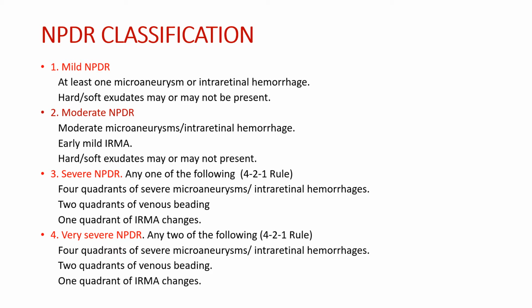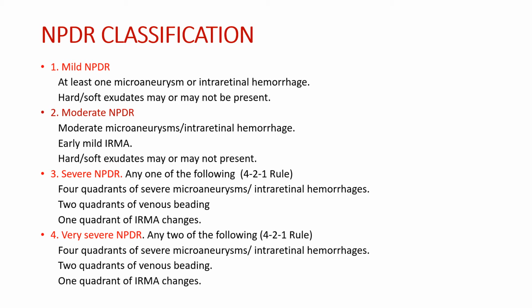There could be or could not be hard or soft exudates present. Severe NPDR follows the rule of 4-2-1. So, 4 quadrants of severe microaneurysms or intraretinal hemorrhage, 2 quadrants of venous beading, and 1 quadrant of intraretinal microvascular abnormality will be present. This means that in severe NPDR, in all 4 quadrants, we will see either a lot of microaneurysms or a lot of intraretinal hemorrhages. In at least 2 quadrants of the retina, we will see some venous beading, some abnormalities related to veins, and in at least one quadrant of the retina, we will see intraretinal microvascular abnormality. Such a retina will be called severe NPDR.